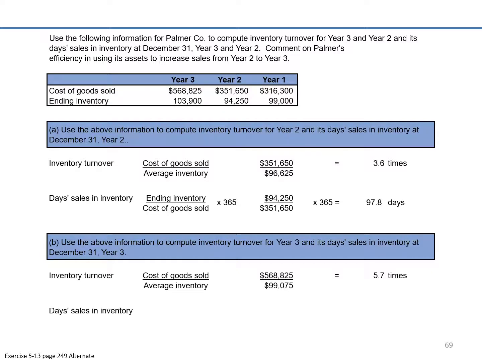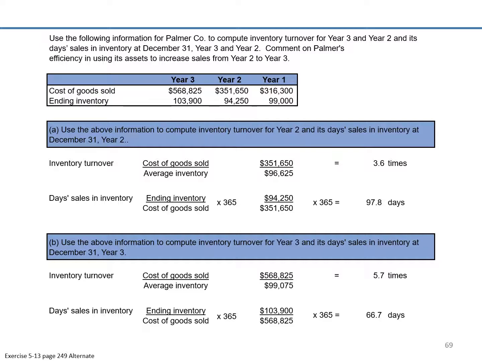And then in year 3, the days sales in inventory is ending inventory divided by cost of goods sold times 365. So year 3 has ending inventory of 103,900 divided by 568,825 cost of goods sold times 365 is 66.7 days.